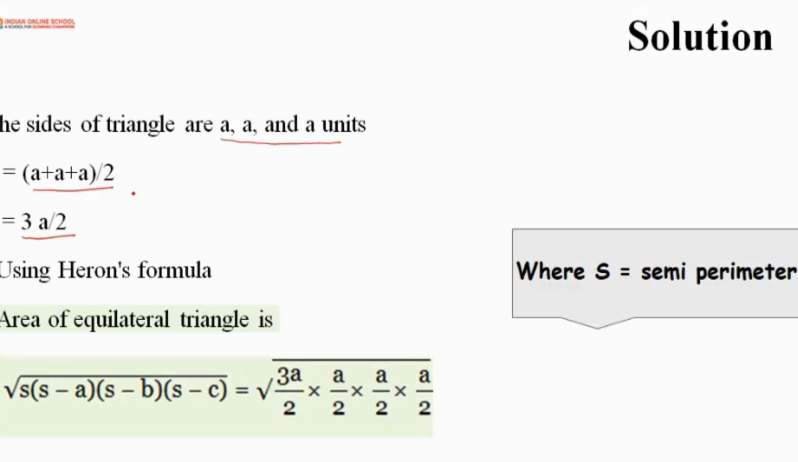Understood? And after using Heron's formula, that Heron's formula is S, which is semi-perimeter, S minus A, which is the first side, then S minus B, which is the second side, and then S minus C, which is going to be the third side. Got it? And what is S over here? S is 3a by 2. So we will be writing 3a by 2. Then after 3a by 2, we are supposed to do 3a by 2 minus a.